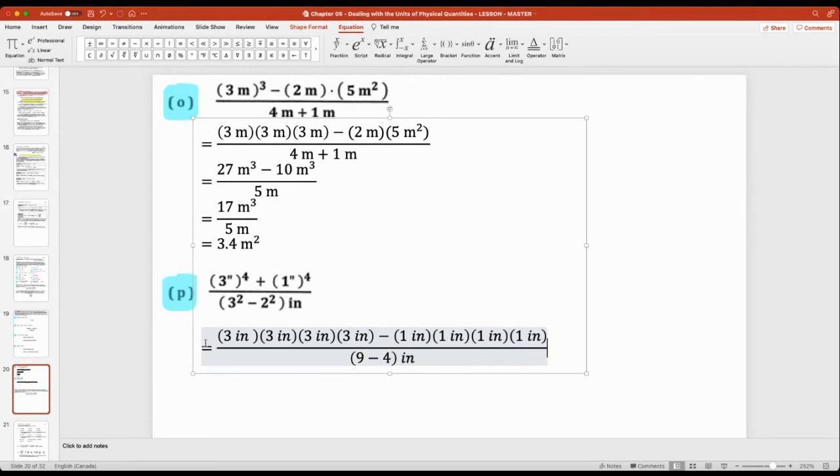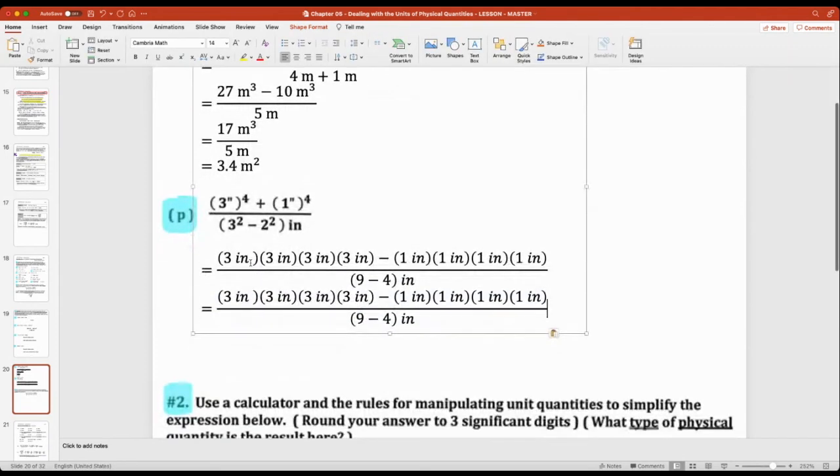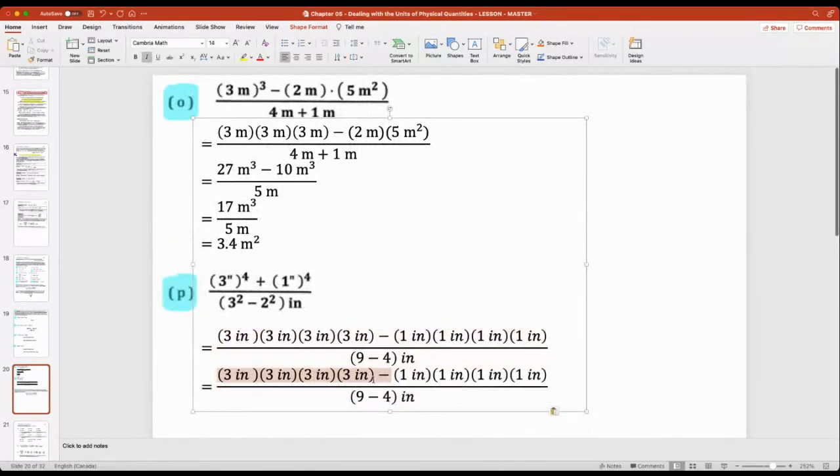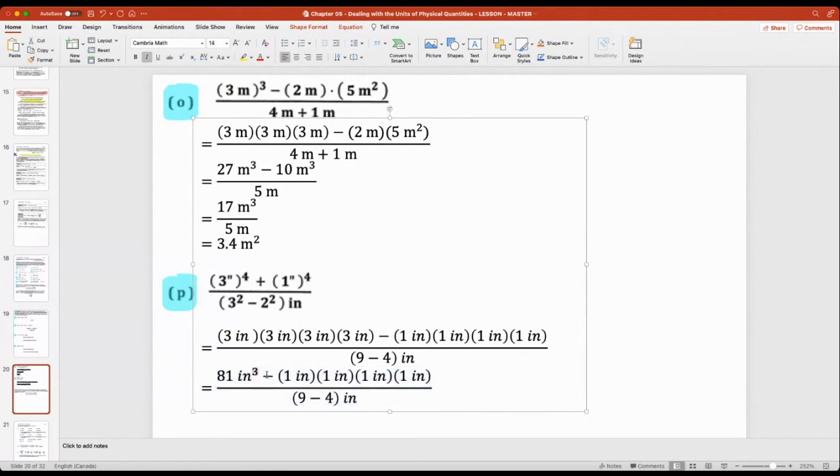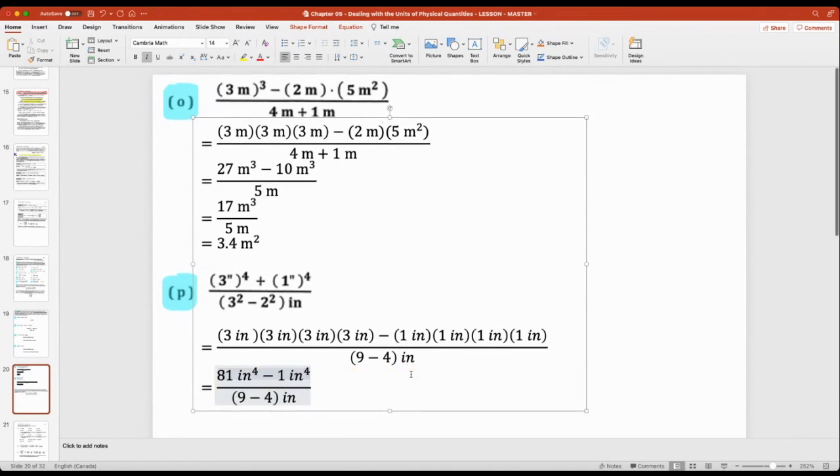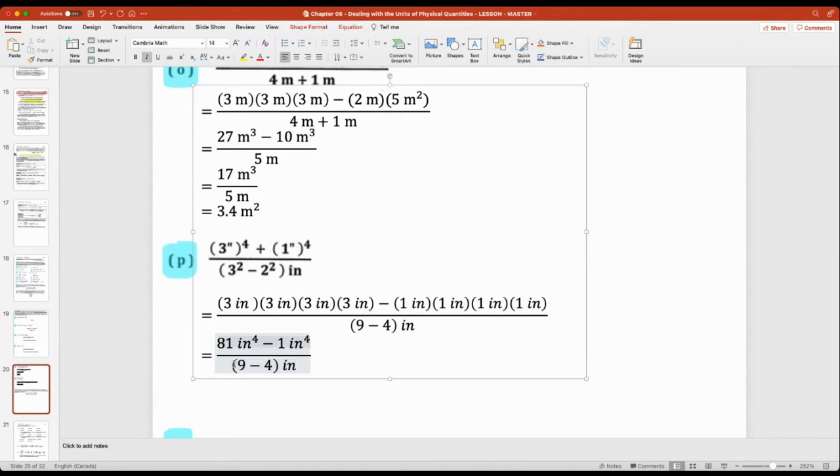All right. What does the numerator become? What's 3 by 3 by 3 by 3? You get 81. And 1 by 1 by 1 by 1 is 1. And then 9 minus 4 is 5. That's okay. We're getting there. So 81 minus 1 is 80. And you're allowed to subtract them because they're the same units.